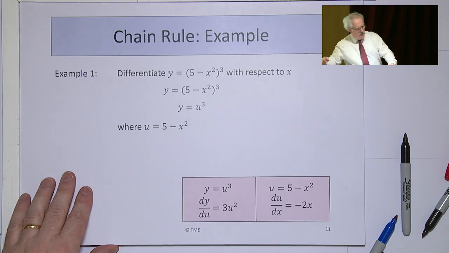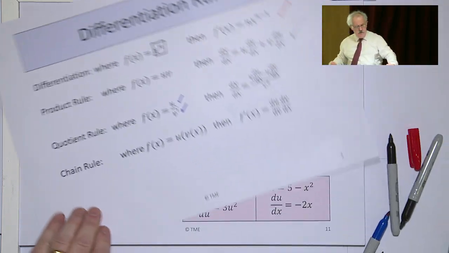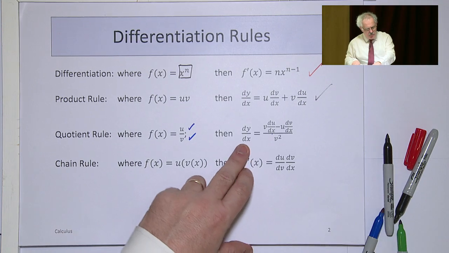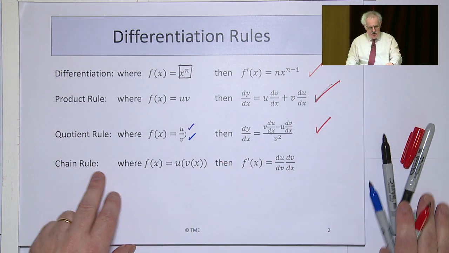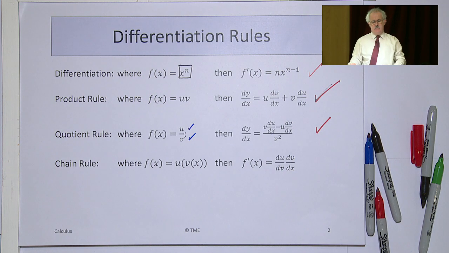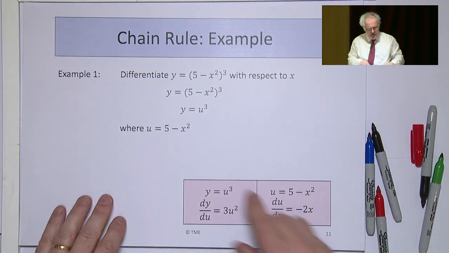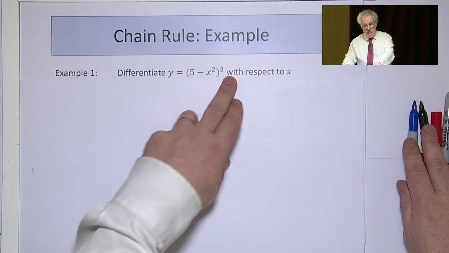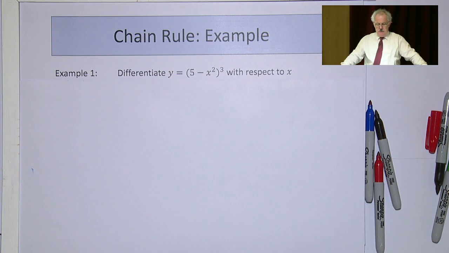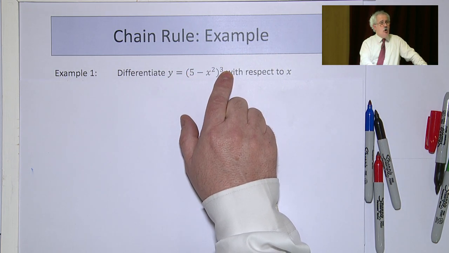The last one is the chain rule. We're saying, where do we go with that? We've done the quotient, we've done the product, we've done the standard differentiation one, and here we've got a chain rule where we say, what's going on here? Well, we get the question, and we say differentiate 5 minus x squared, all cubed, with respect to x. And you say, I haven't seen anything like this before. This is a bit messy. This is something that's messy enough, and then the whole thing is cubed.